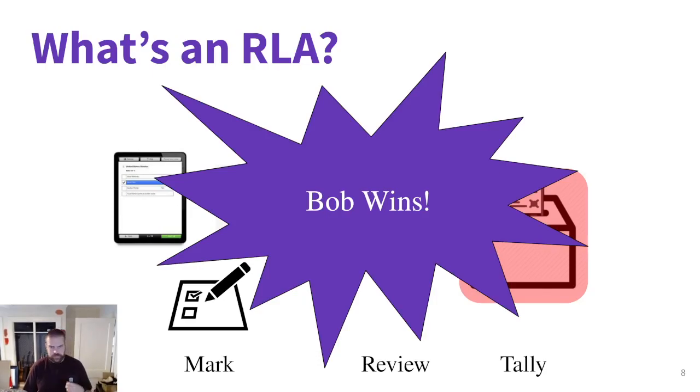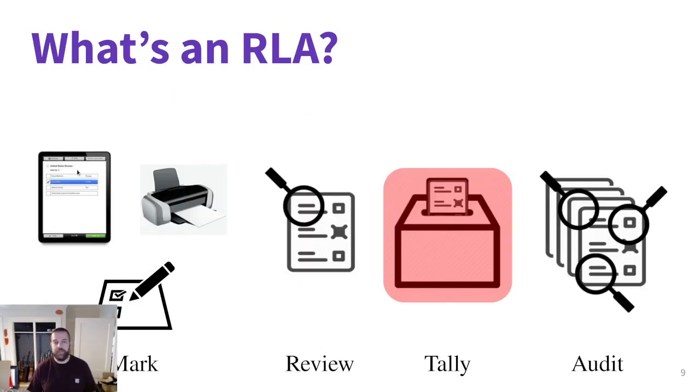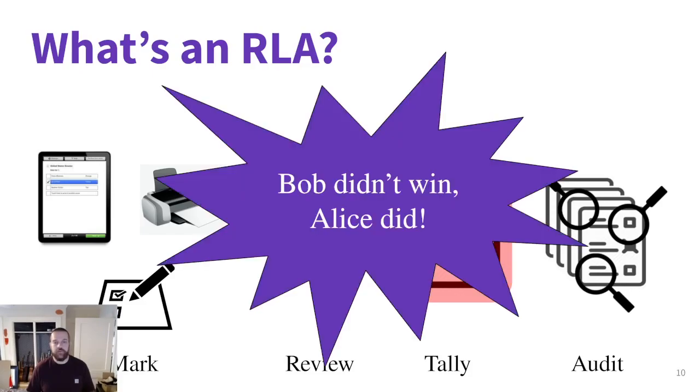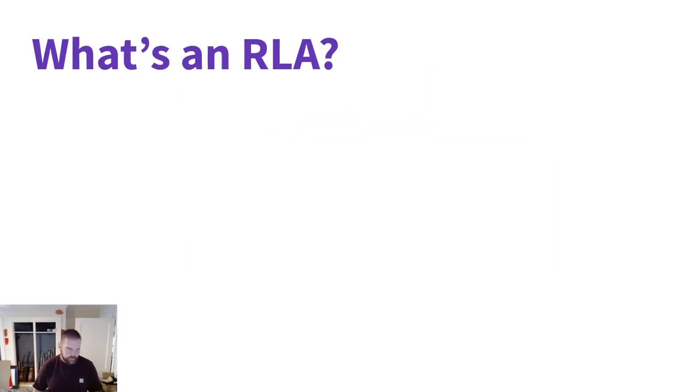So RLAs introduce an extra step into the election process called a post-election audit, which you see here on the right, where we go and look at the physical paper ballots in a statistically robust way and use that to make sure that the outcome is correct. And if we find that the paper ballots don't align well with the reported outcome, then RLAs have the power to overturn the result. So in our scenario before, if the tally produces the wrong result, the RLA can go back and correct it.